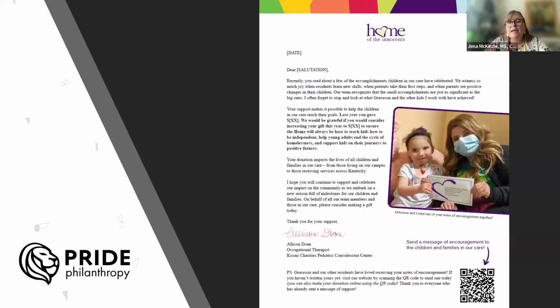This is, again, a sample where right here in the second paragraph, you'll see where they say, "Last year you gave X amount. We would be grateful if you would consider increasing your gift this year to X amount to ensure the home will always be here." It is a simple merge. We can talk you through it in Microsoft. And this makes a huge difference in the personalization and the way that you are communicating with your donors, even at a mass mail appeal. Let's move on to the next slide.